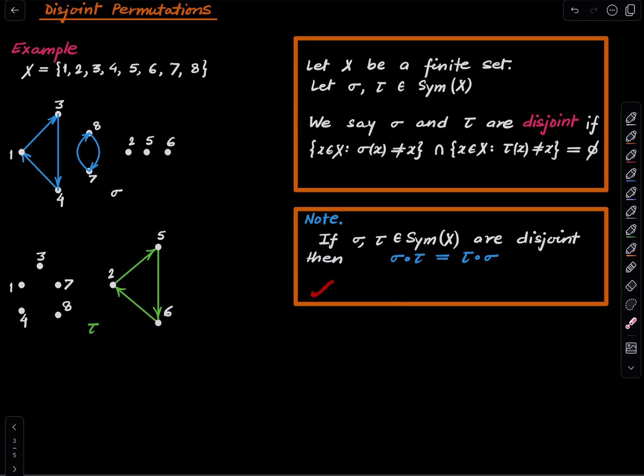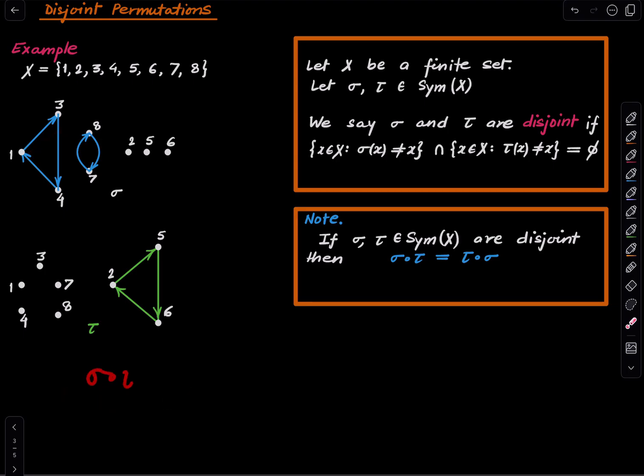Right? So just to verify this, it should be clear. First look at an example, and whenever you want to understand the statement, it's better to look at an example. So here you apply sigma, you get 1 to 3, 3 to 4, 4 to 1. Or maybe let us just verify that sigma tau of anything, let's say 1, is equal to tau sigma of 1. Let's just verify that. So what is sigma of tau of 1?